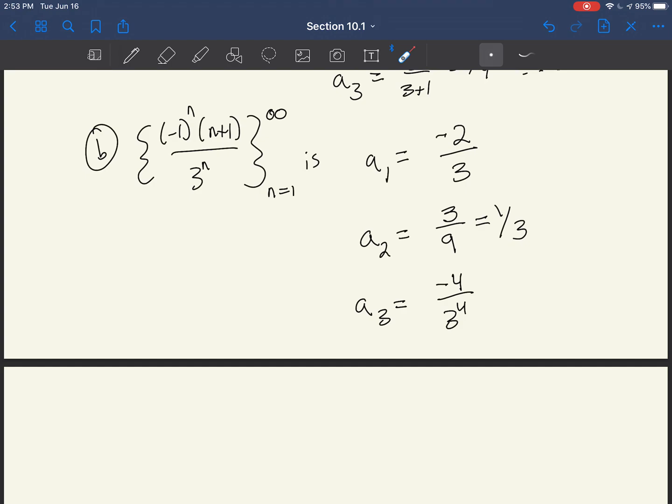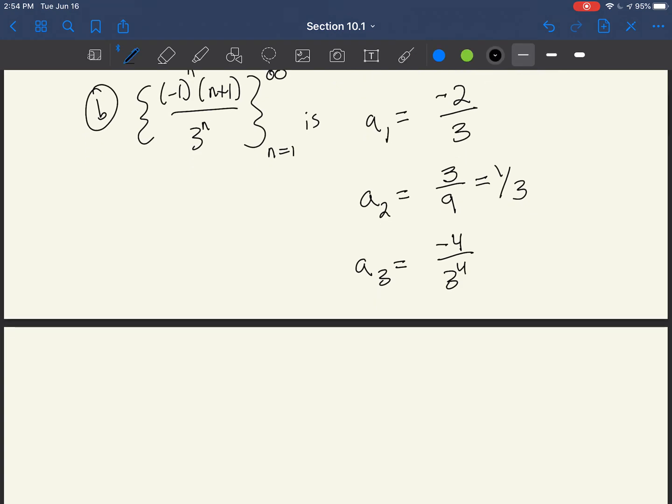So a nice thing to note here is we see that the terms in the sequence alternate between negative and positive. And they're just going to keep alternating. And that is coming from this negative 1 to the n. So anytime you see a negative 1 to the n, just immediately think it's going to alternate between positive and negative.